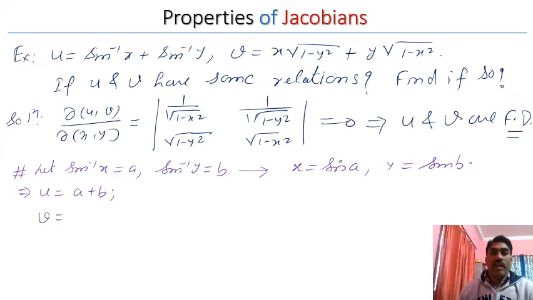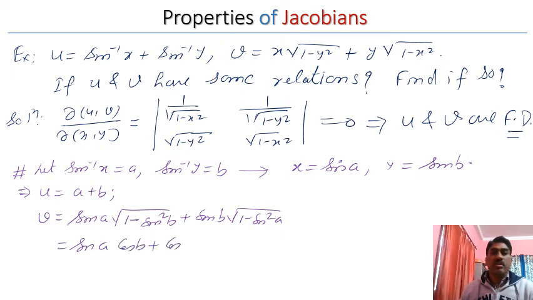V is x, means sine a, and square root of 1 minus sine square b, plus sine b, square root of 1 minus sine square a. So what is this? Sine a cos b plus cos a sine b, and that is sine of a plus b. So we have reached sine of a plus b. Now just conclude what a plus b is.